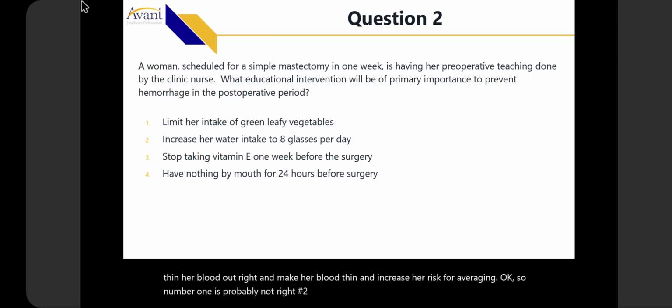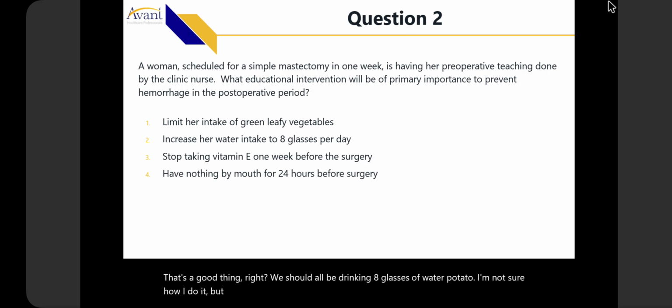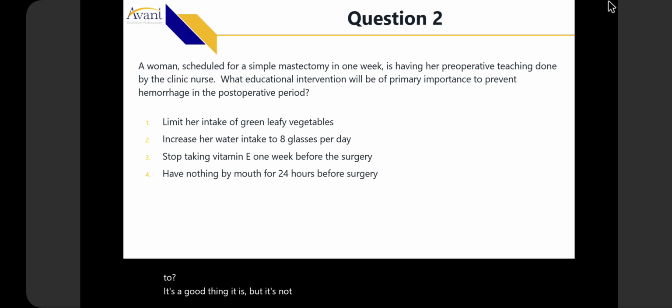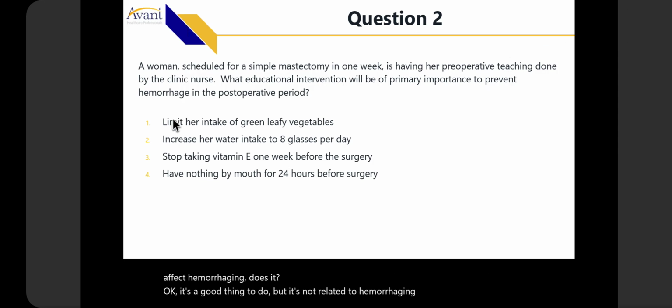Number 2, is it of primary importance to increase her water intake to 8 glasses per day? That's a good thing, right? We should all be drinking 8 glasses of water every day. I'm not sure if I do it, but we should all be doing that. Is that the primary importance, though, related to hemorrhaging? It's a good thing, but it's not the primary thing related to her surgery. Okay, it doesn't affect hemorrhaging, does it? Okay, it's a good thing to do, but it's not related to hemorrhaging. So we can get rid of number 2.